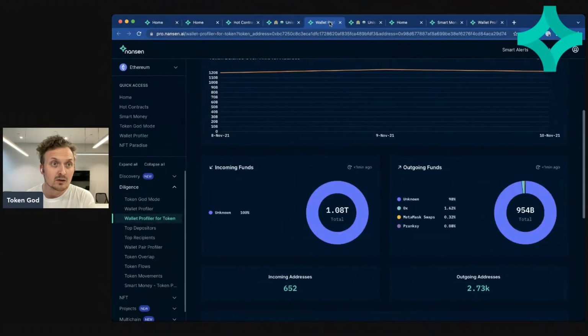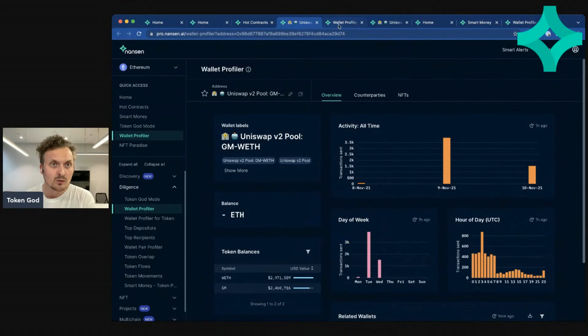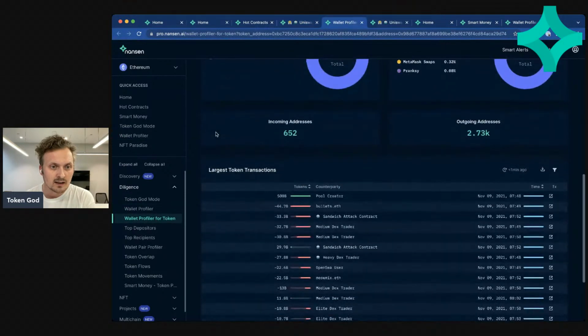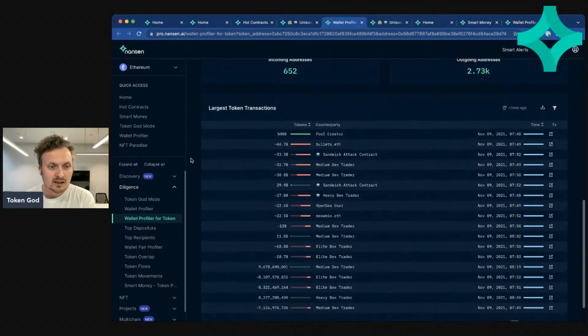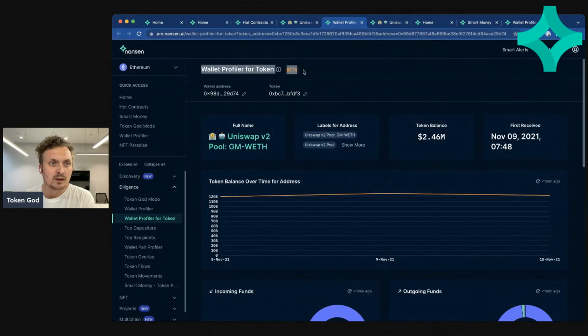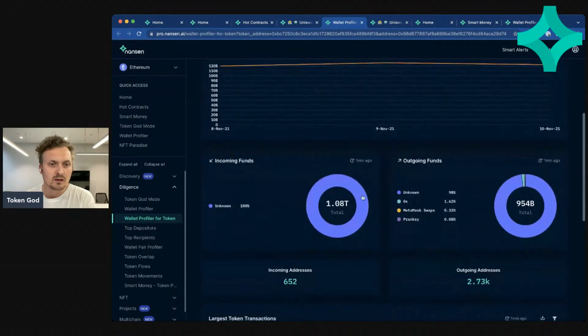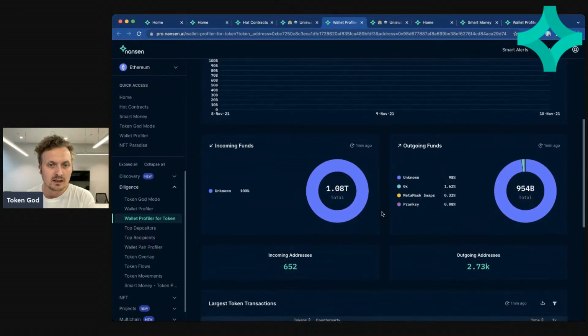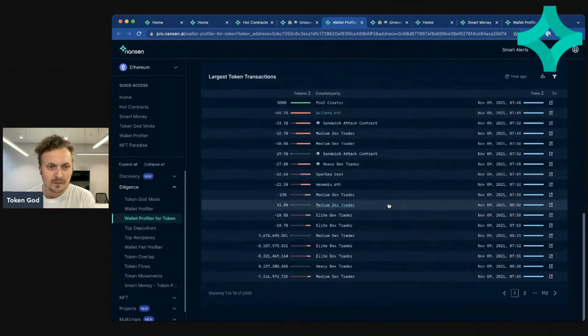I'm going to close this for now and just figure out who is providing liquidity or trading this token. So some of the same names here. This is wallet profiler for token. I'm looking at the GM token against the Uniswap pool, and you can see Axie. Okay. MetaMask swaps 0x. Okay.